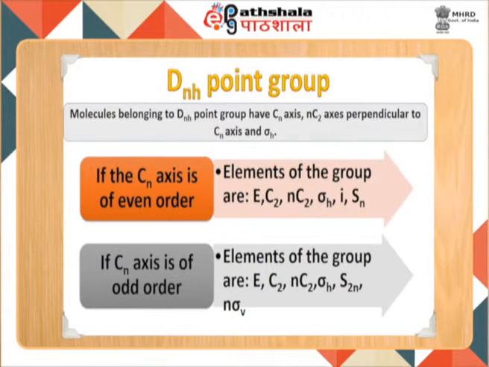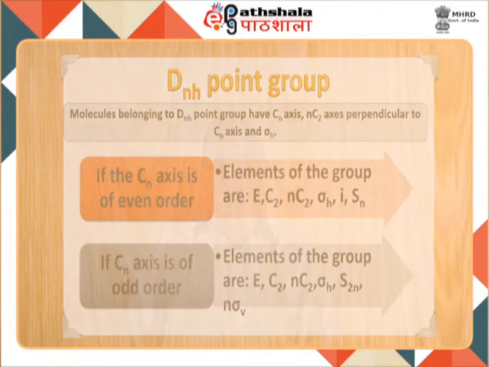If the Cn axis is of even order, its combination with sigma h generates i. Hence, the elements of the Dnh point group are E, Cn, nC2, sigma h, i, Sn. And if the Cn axis is of odd order, then the elements of the group are E, Cn, nC2, sigma h, Sn and n sigma v. The order of the group is 4n.